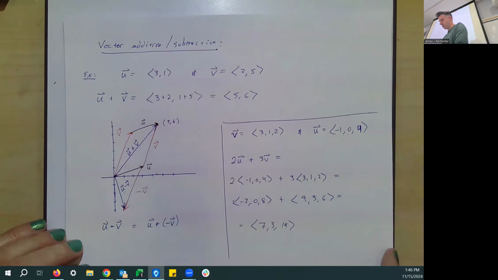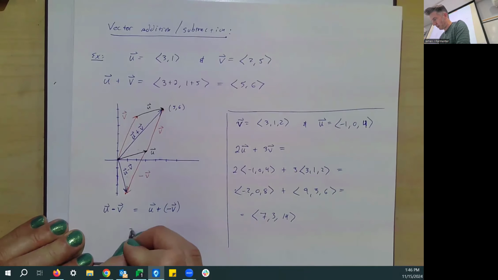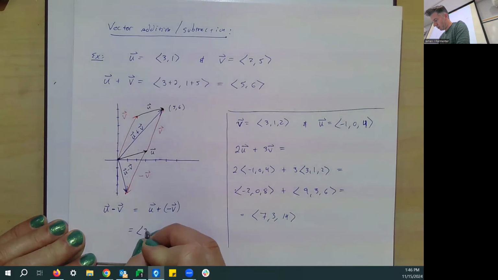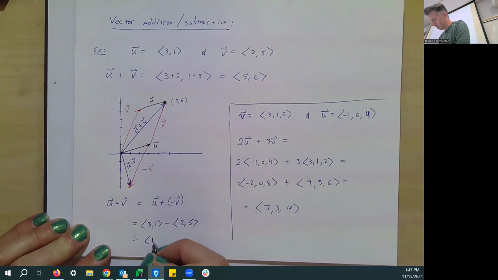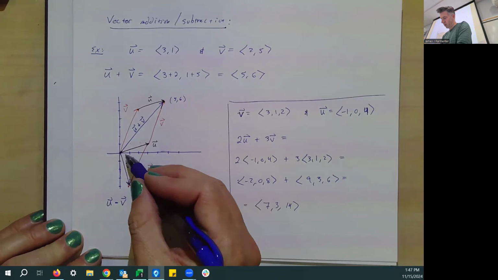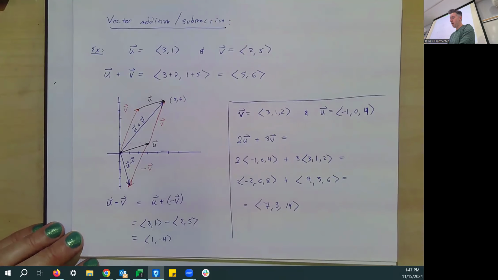Again, mathematically, we can just do the math and say, well, u minus v is going to be 3 comma 1 minus 2 comma 5, which is going to give me 3 minus 2, comma 1 minus 5, which looks like what we've got, right? It looks like we've gone over 1 and down 4 from the origin.